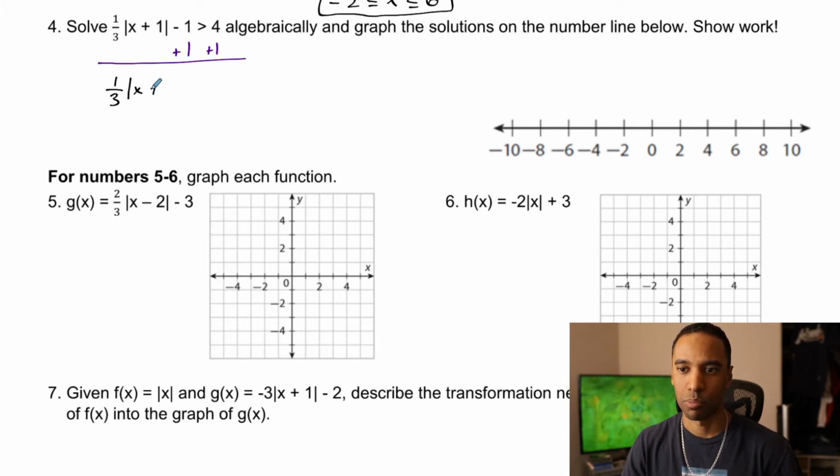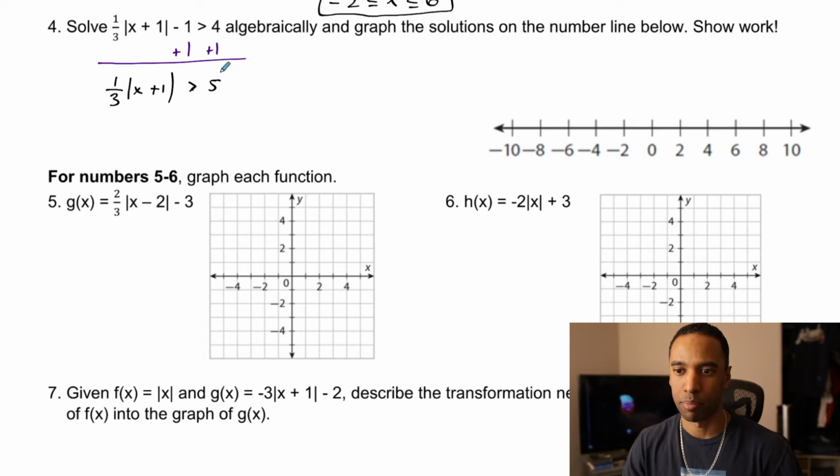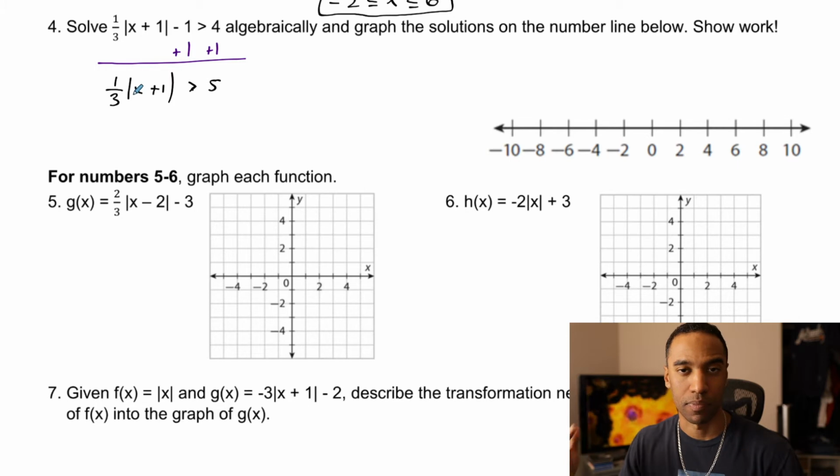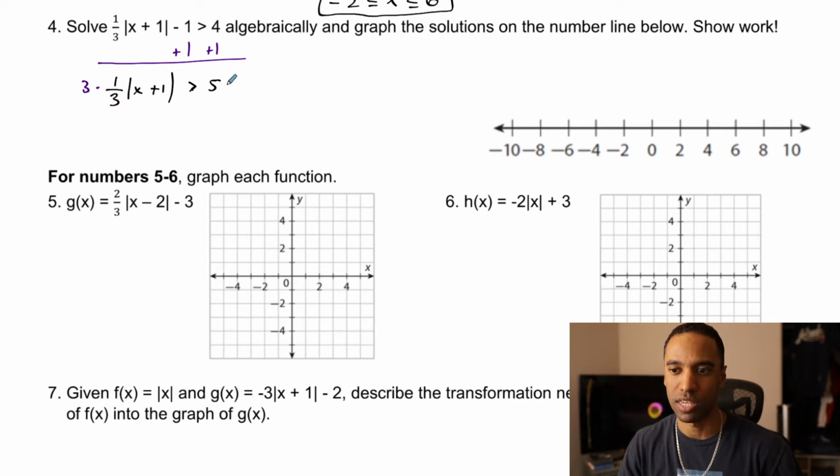So that's no problem. I add 1 to both sides, and I'm going to get greater than 5. 4 plus 1. 1/3 times something also means that something divided by 3. So 3 is dividing right here, so I can just multiply both sides by 3 like this, and I will take care of the fraction easy peasy.